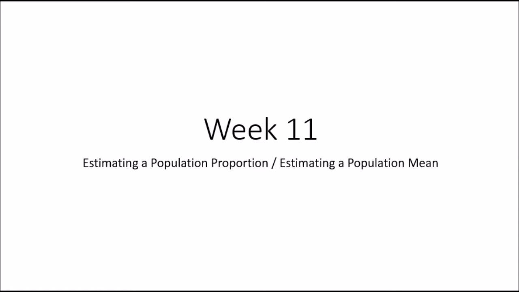The first one is estimation. Sample data are used to estimate the value of an unknown parameter, such as the population mean or the population proportion. And the second thing we're going to discuss is hypothesis testing. For this week, we're going to focus on estimating a population proportion and estimating a population mean from the sample mean and from the sample proportion.